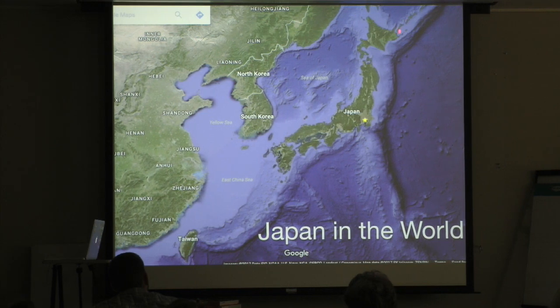Up here is Russia. In fact, this is Russia too, because the war has not ended. There is no treaty between Russia and Japan over the status of these islands. They've been occupied since 1945. So up here is Sakhalin, and then the Kuril Islands, Kamchatka.